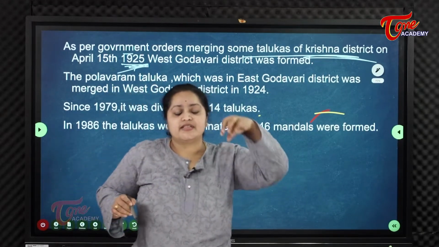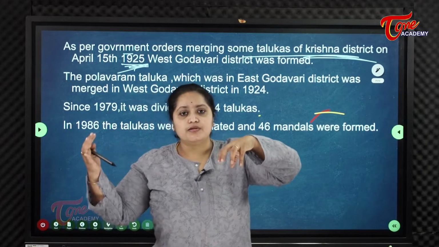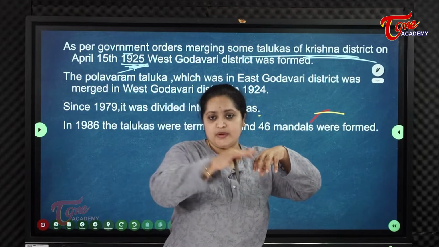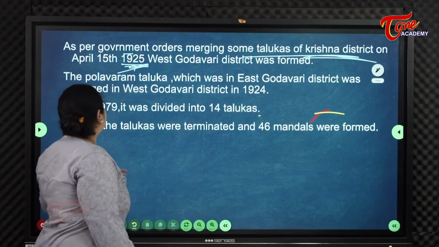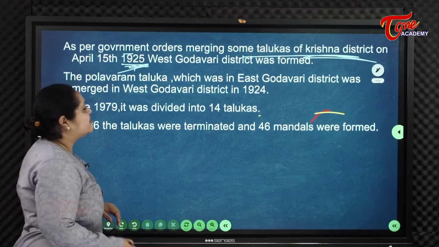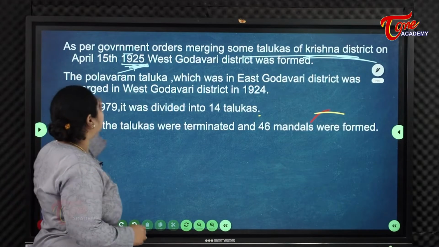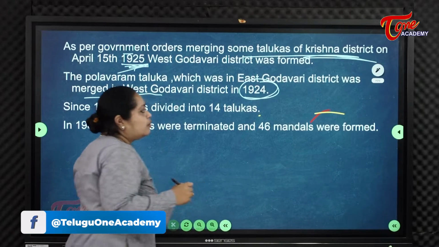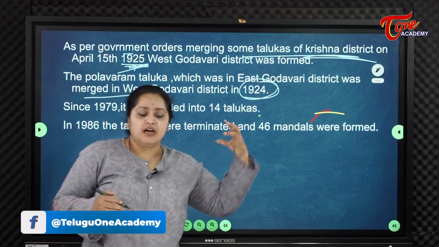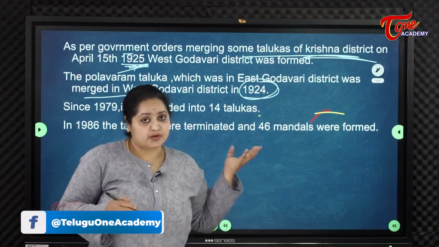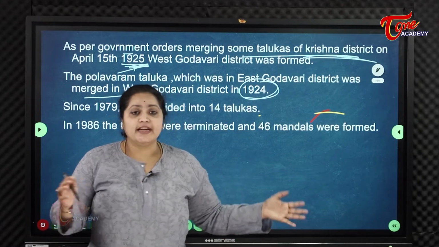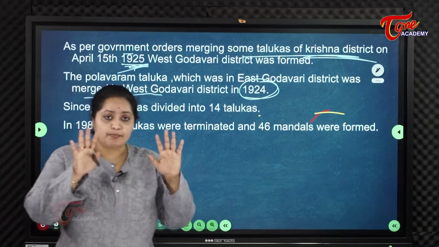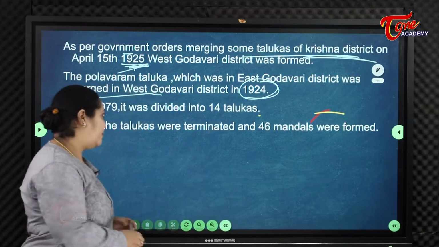As we have seen, West Godavari is a small district, so some parts of Krishna district have been merged with West Godavari. The Polavaram Taluka, which was in East Godavari district, was merged in West Godavari district in 1924. So earlier Polavaram Taluka was in East Godavari, but in 1924 it was merged with West Godavari. Now Polavaram is in West Godavari district.